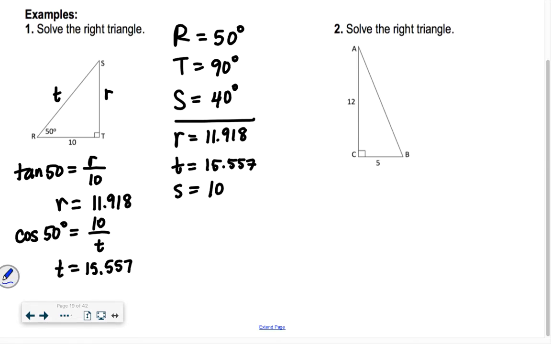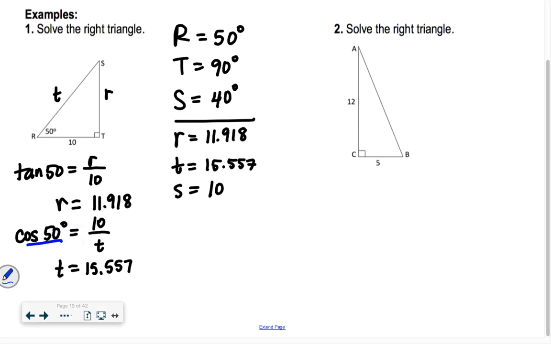So here's what I did. I multiplied the t over, kind of like cross multiplication if you want to think about it that way, like an over 1. So we have t times cosine of 50, and then we divide by the cosine of 50. So I'm going to have 10 divided by cosine of 50. Does that make sense? Did everybody get that?